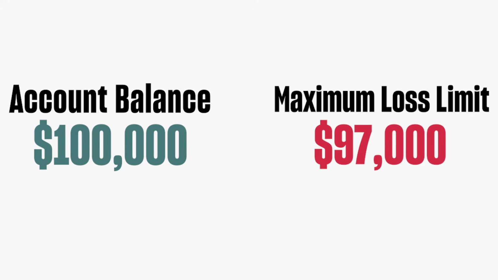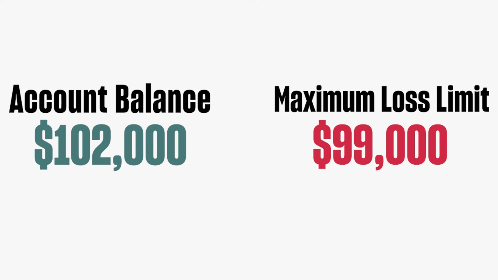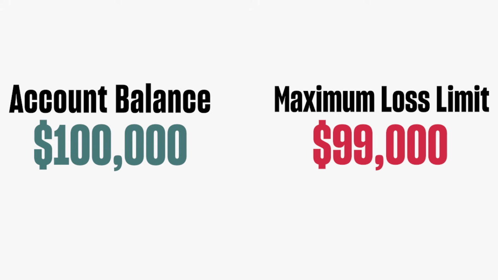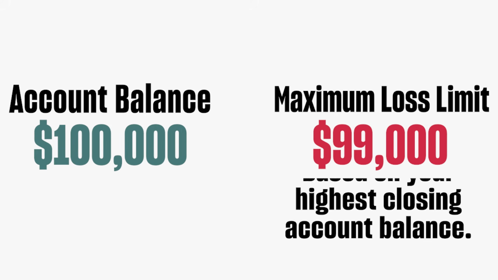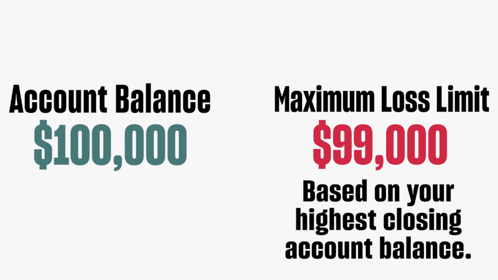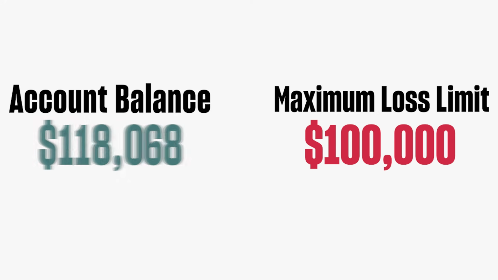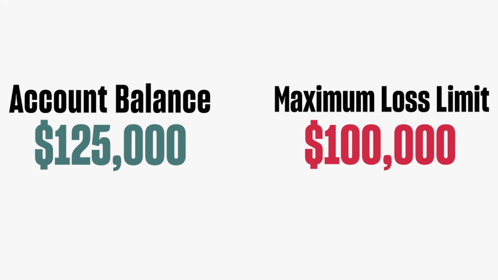In our example, if you were to make $2,000 on day 1 and lose $2,000 on day 2, your max loss account balance would still be set at $99,000 on day 3. This is because it's based on your highest closing account balance. However, once the max loss level reaches the starting balance, it will stay there until you pass the trading combine or reset the account.